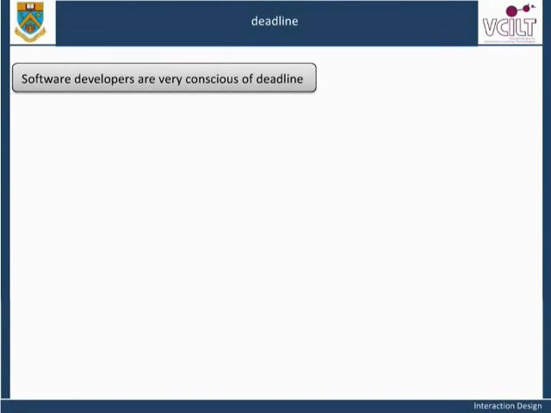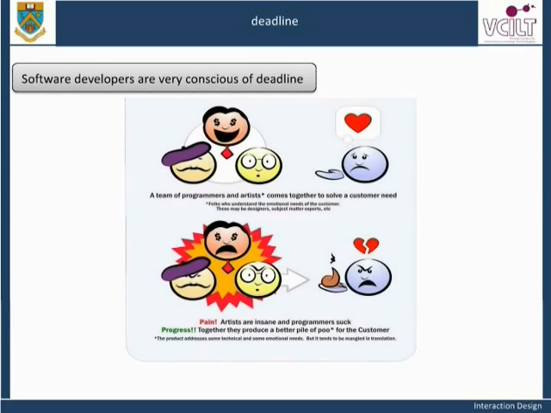Software developers are very conscious of deadlines. The software market is very fluid, and developers feel they must get products out into the marketplace on time, above everything else. A fear of being usurped by competitors who get their product out before you and corner the market is ever felt and real.